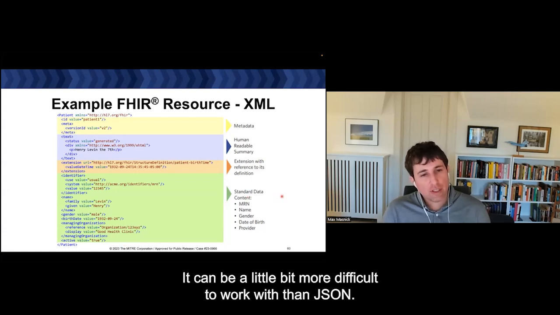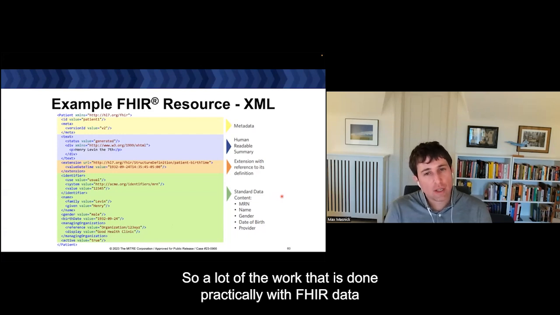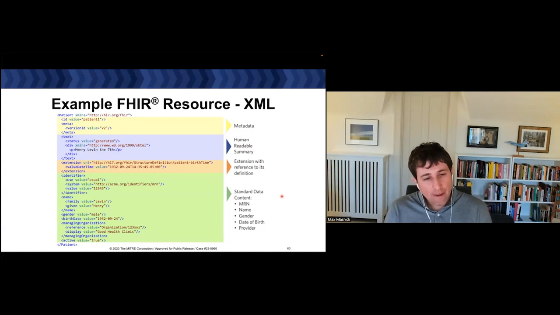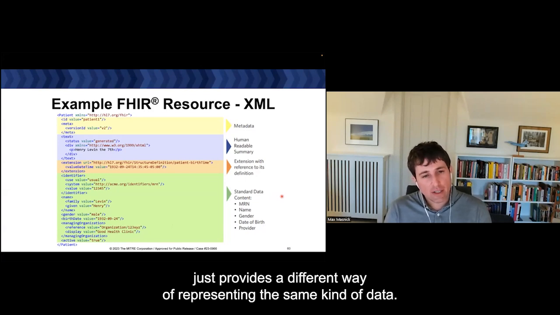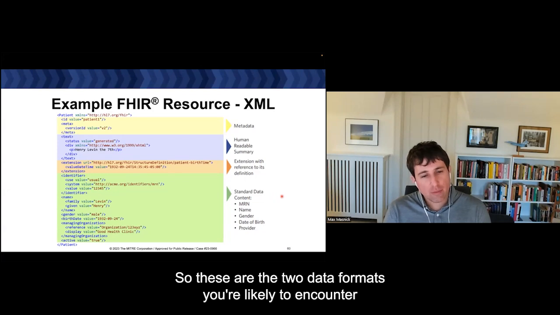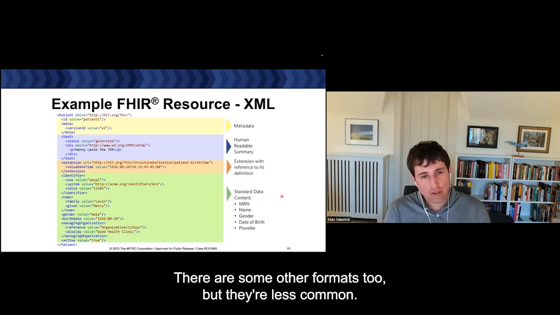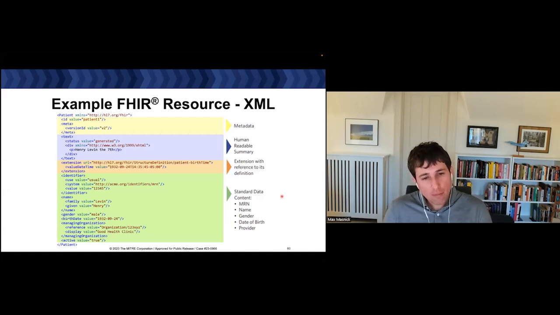It can be a little bit more difficult to work with than JSON. So a lot of the work that's done practically with FHIR data uses the JSON format, but you can convert losslessly between JSON and XML. And it just provides a different way of representing the same kind of data. So these are the two data formats you're likely to encounter if you're actually working with FHIR data, if you're requesting it from a FHIR server. There are some other formats too, but they're less common.